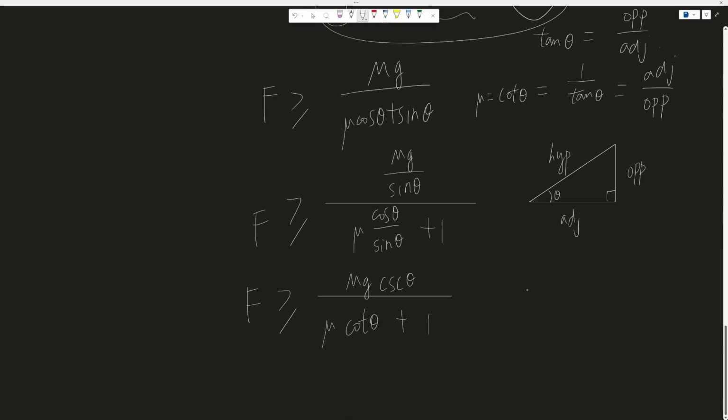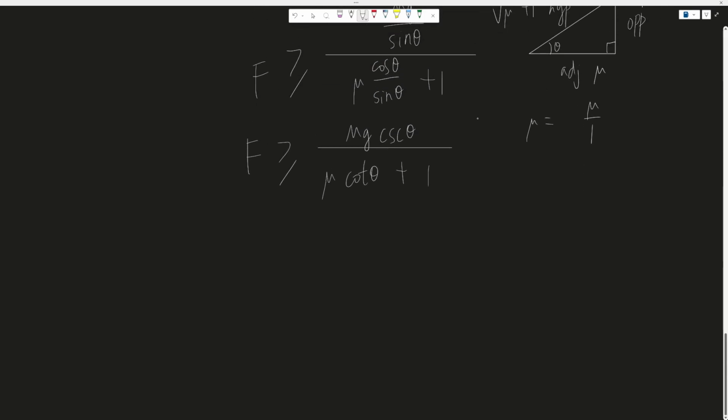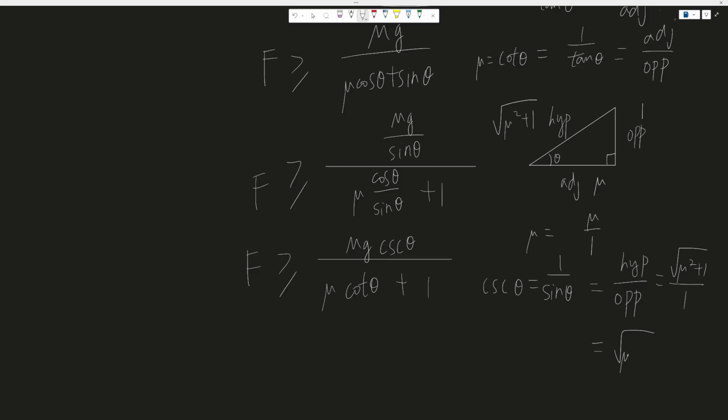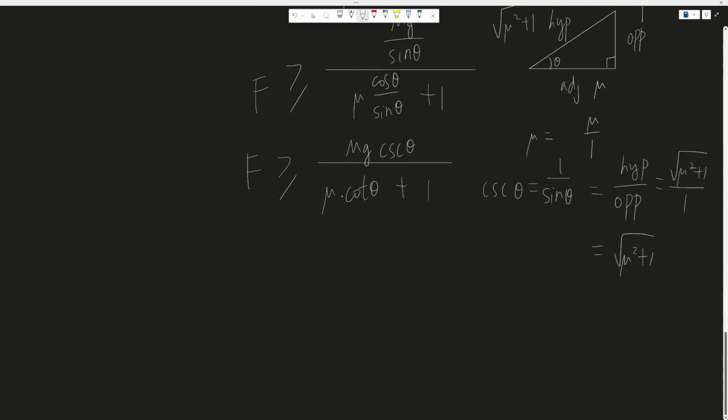So we can also write mu as mu over 1. So we can let adjacent be mu and let the opposite be 1. And so what is the hypotenuse? Well, we can use the Pythagorean identity, which gives the square root of mu squared plus 1. And then what we're trying to do is find cosecant theta. Cosecant theta is 1 over sine theta, which is hypotenuse over opposite. So it is basically square root of mu squared plus 1 over 1, which is just the square root of mu squared plus 1. And so now let's plug these in.